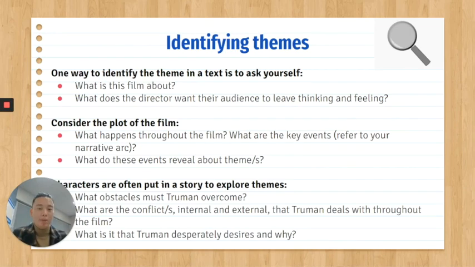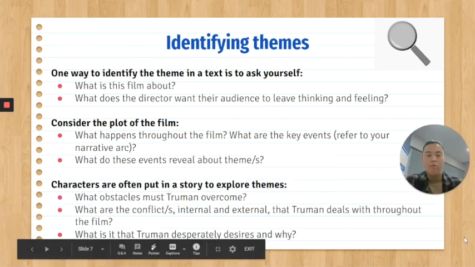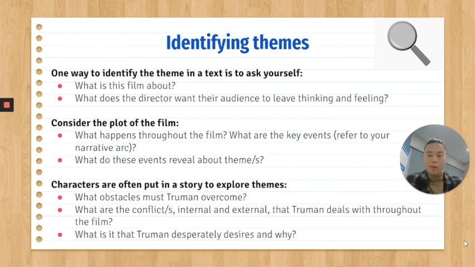So what actually happens throughout the film? What are the key events and what do they reveal about themes? This is where the narrative arcs that you guys completed earlier on in this unit come in very handy. Characters are often put in a story as well to explore themes. So you want to think about all the obstacles, all the hurdles that Truman must overcome, the internal and external conflicts that Truman deals with throughout the film.